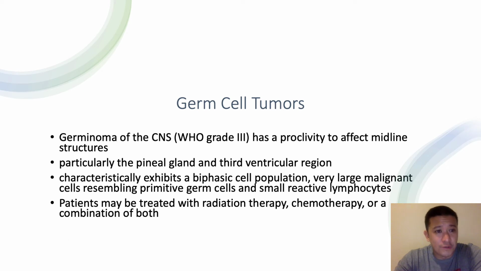Now, germ cell tumors, or germinomas of the CNS, which are classified as WHO grade 3, have a proclivity to affect midline structures, particularly the pineal region and the third ventricular region. Characteristically, these exhibit a biphasic cell population: very large malignant cells resembling primitive germ cells and small reactive lymphocytes. Patients may be treated with radiation, chemotherapy, or a combination of both.